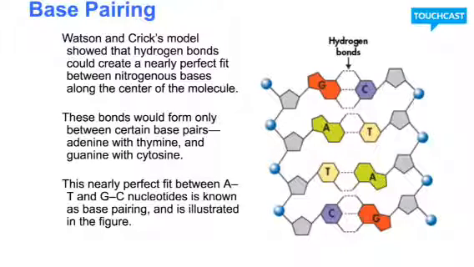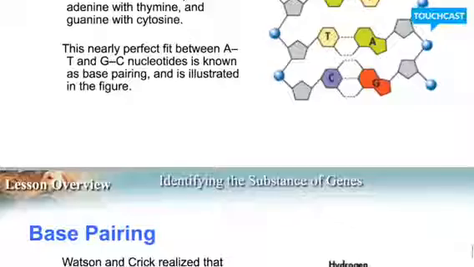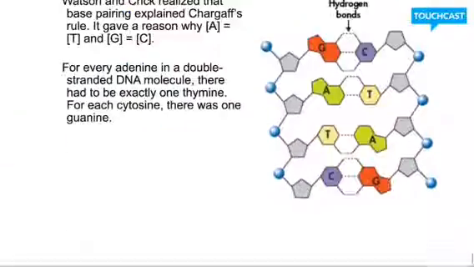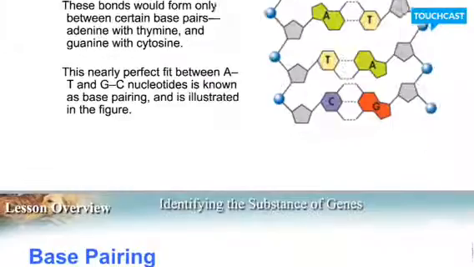Why do we need hydrogen bonding? Because we want to be able to break the two strands of the DNA when we want to replicate DNA. This gives you an idea about the structure of the DNA.